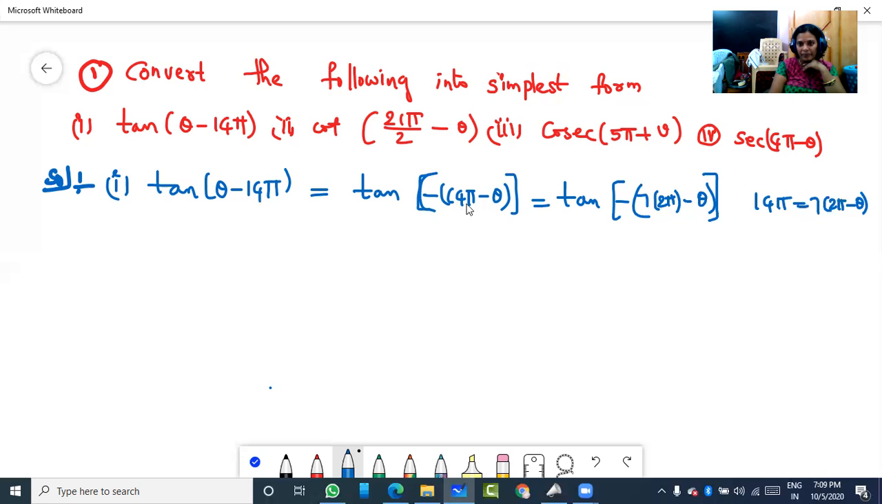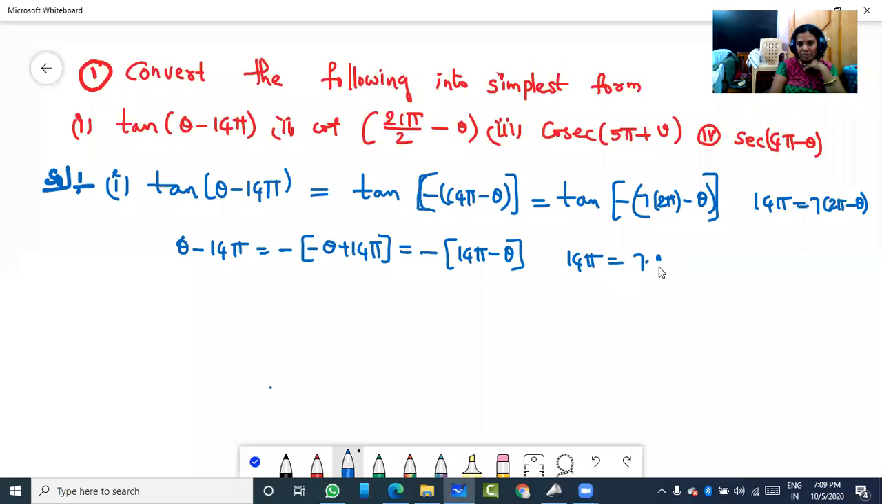How did minus 14 pi come? Here theta minus 14 pi is there. You can take the negative common from these two. Negative means minus theta plus 14 pi. Then it can be written in the order of 14 pi minus theta. That's why I am telling you, minus into plus 14 pi is minus 14 pi, minus into minus plus theta, here plus theta. Again this 14 pi can be written as 7 into 2 pi.